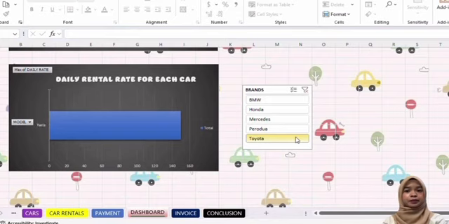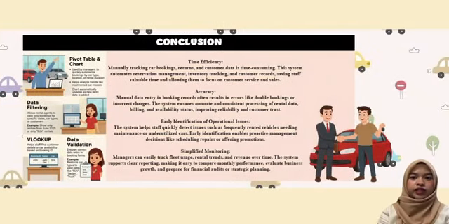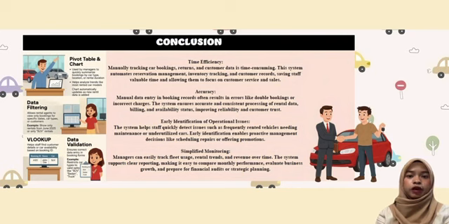rental rates. In conclusion, our Ezride car rental system makes it easier to manage car booking, customer details, and payment. We use Excel tools like pivot table, VLOOKUP, and dashboard to save time and reduce mistakes. This system helps staff work faster because it automates tasks like calculating total payment, checking available cars, and keeping customer records. It also helps the company spot problems early.